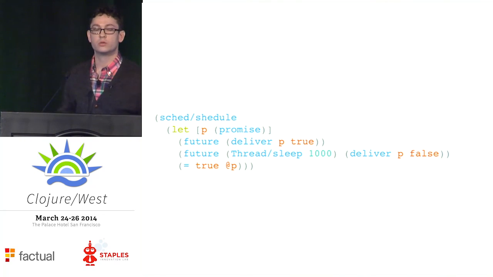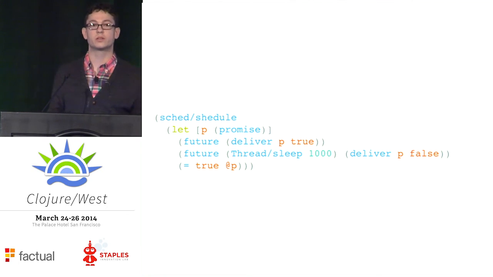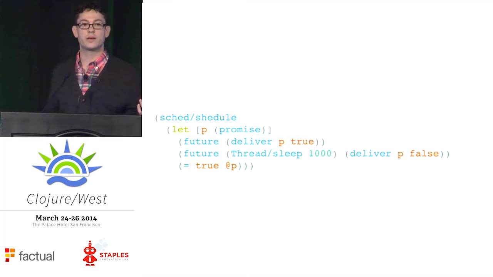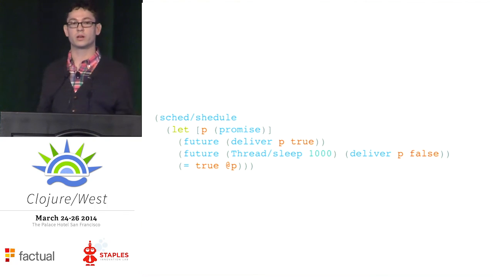Schedule is going to run this expression inside of our alternative deterministic thread scheduler. So if we create a promise, and then we create 2 futures, the first one is going to deliver true to that promise. The second one is going to sleep for a second and then deliver false. Then we assert that true is equal to referencing that promise. Now it turns out if you just run this in a REPL on your JVM, you're going to get true every single time, right? The virtual machine has no interest in ever making sleeping for a second be faster than just immediately running an action.